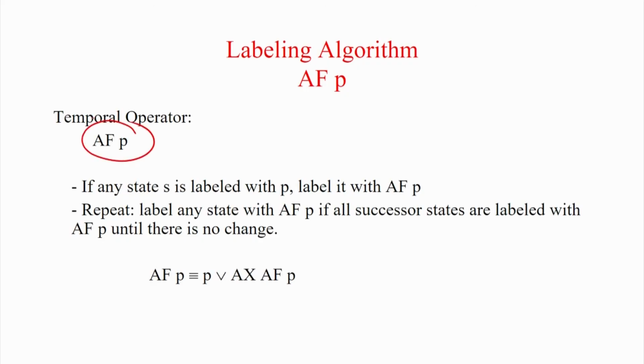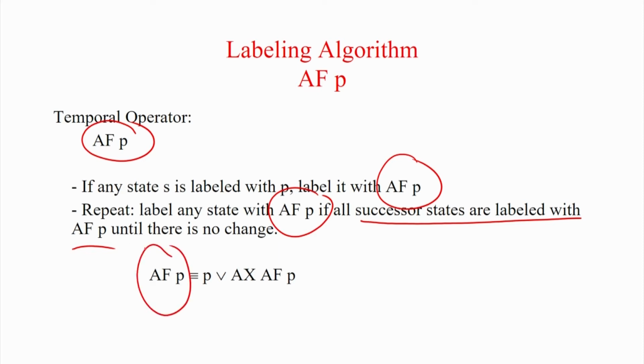Just recollecting what I have told using a diagram. So what is AF of P, or phi in our case? If any state S is labeled with P, label it with AFP. Then you have to repeat it in a loop: label any state with AFP if all its successor states are labeled with AFP, until there is no change. So whatever I told you diagrammatically is written in this slide.